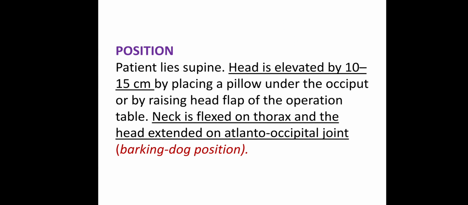Position: the patient lies supine, and the head is elevated by 10 to 15 centimeters by placing a pillow under the occiput or by raising the head flap of the operation table. The neck is flexed on the thorax and the head extended on the atlanto-occipital joint. This is the barking dog position.